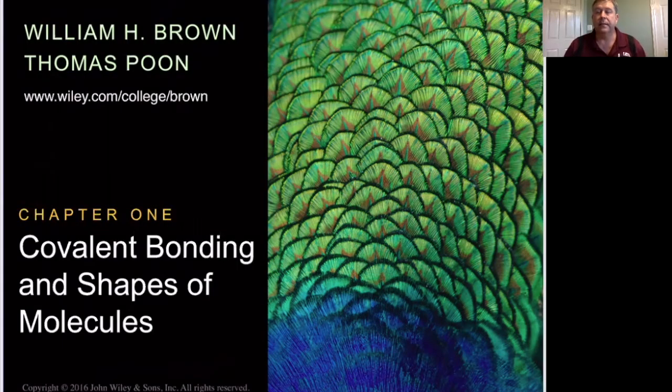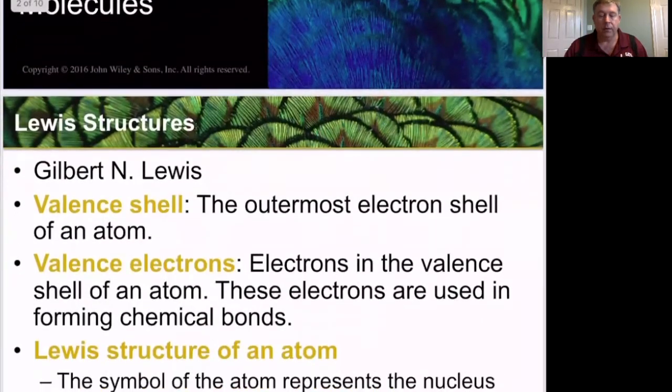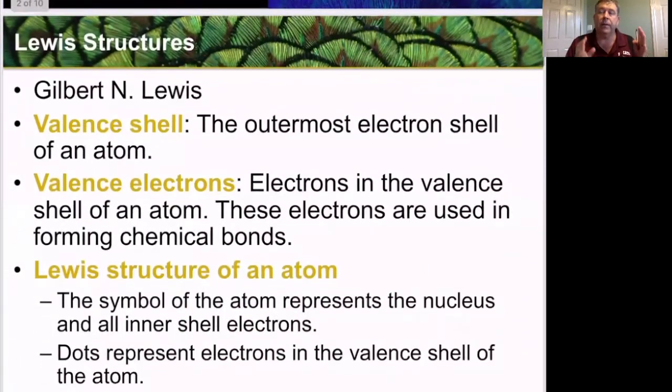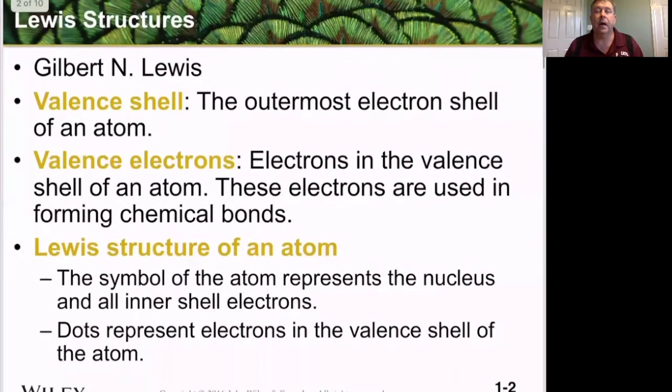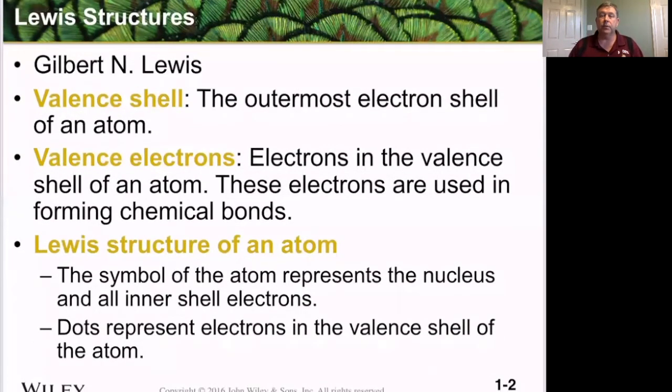Today we'll be discussing Chapter 1, Part 2, Covalent Bonding and Shapes of Molecules. So the next part of this, now that we know that we have electrons at different energy levels, is that we're going to start talking about Lewis structures and Lewis bonding, and how we look at organic chemistry. The most important thing about this is that we're going to play with the valence electrons.